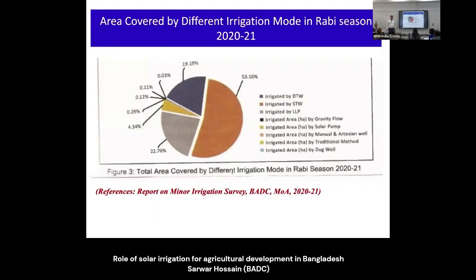And in this chart, the area covered by solar irrigation is 4.34%, and when we target shallow tubewells, it may go up to 60% of the total area coverage. This is our target.